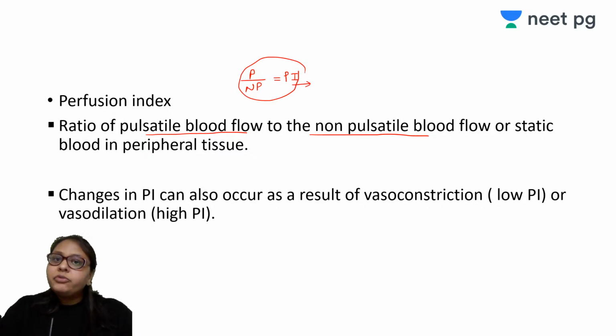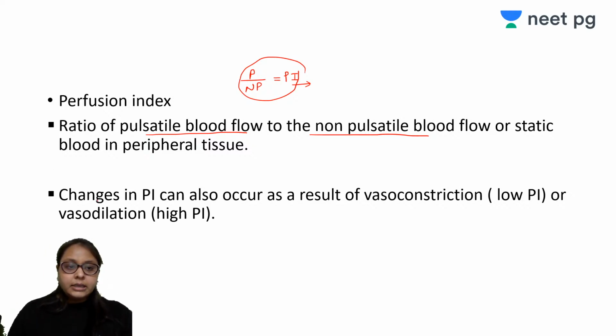Because of the caudal anesthesia, there is vasodilation in the lower limbs. So if we apply the pulse oximeter on the great toe, we'll see that the perfusion index has increased, and that means our effect has come. This is one of the examples and one of the uses of perfusion index.